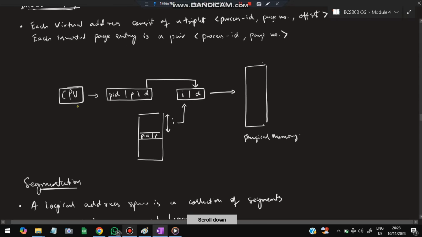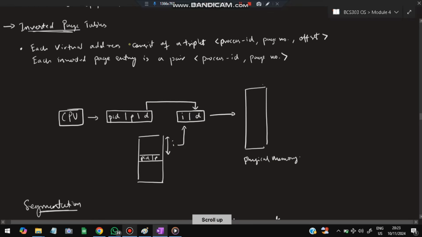Here the CPU is present and it passes three things: process ID, page number, and offset. The offset is taken and put here. The inverted value is how far it is from the beginning, the pid, how far it is from the beginning, that is the i value. That i value is taken. In combination of these two, we can easily find the physical address in the physical memory. This is the third type of page table structure, the inverted page table.